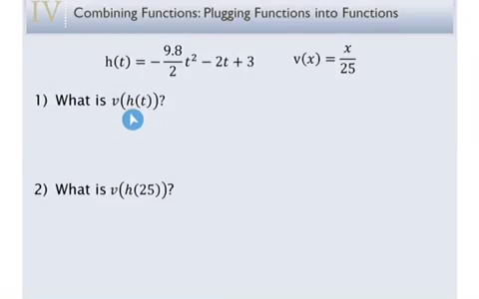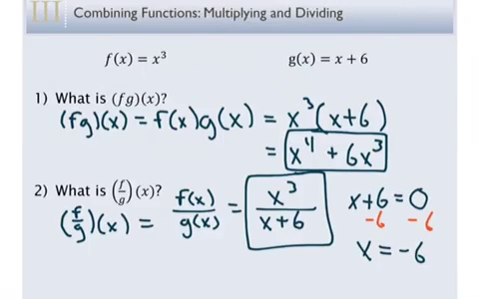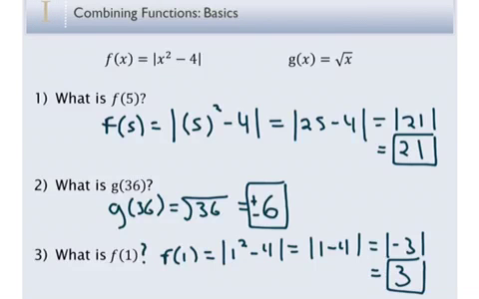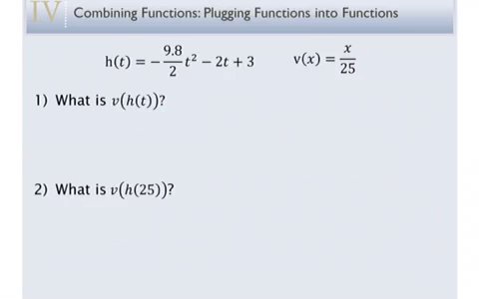For the first one, here's our function v, and we want to plug in h of t. So it's just like on the very first slide where we had f of 5. This was telling us to plug in 5 for every x value. The same thing here. Here's our function v. Now we want to plug in h of t into every single x value of this function.